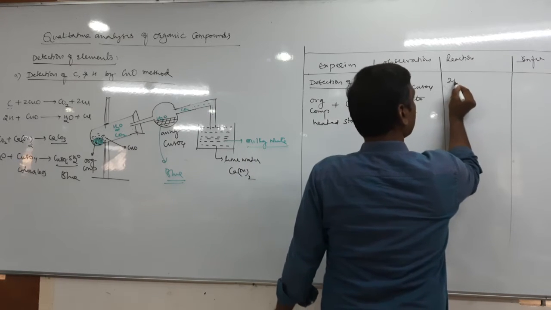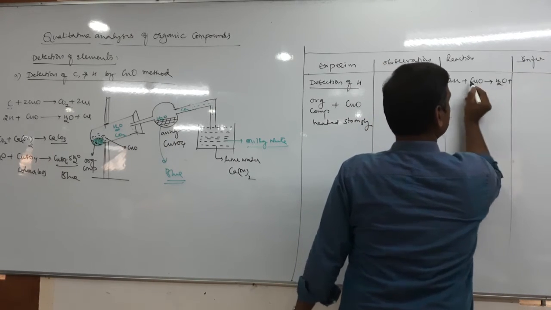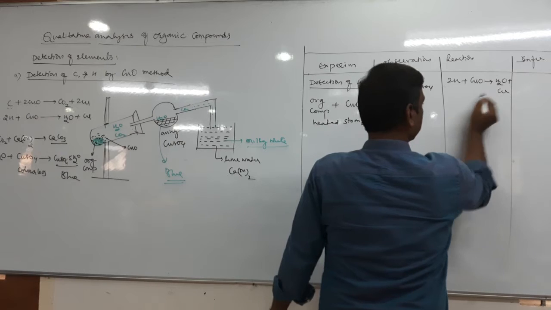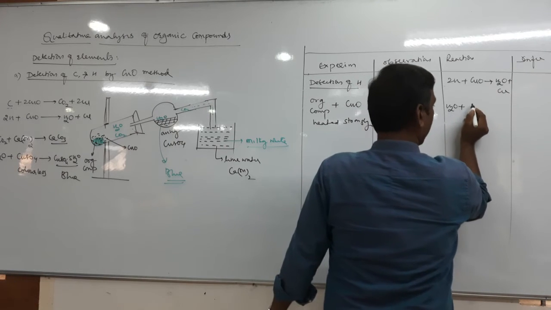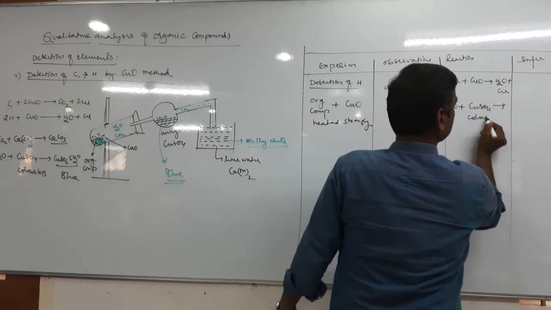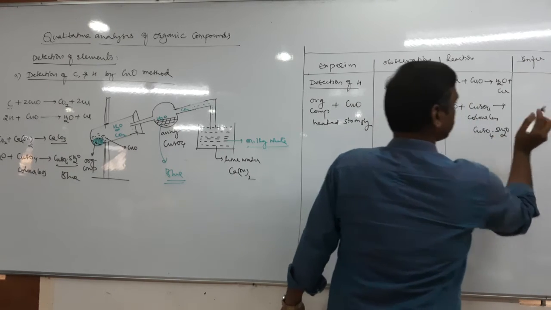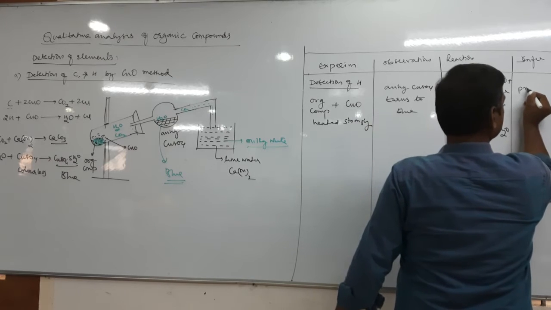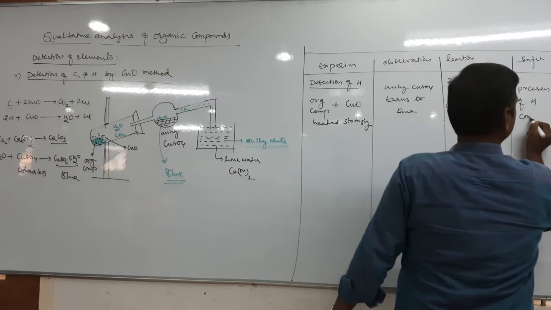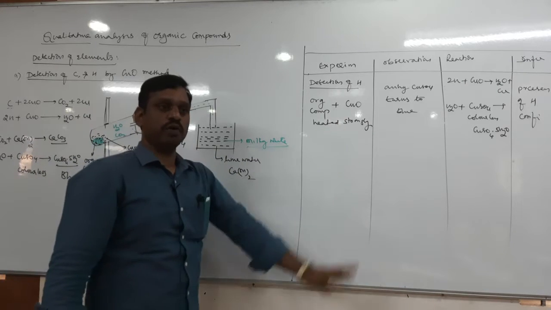So what is the reaction? The reaction here is 2 hydrogen plus copper oxide gives water plus copper. Then this water is absorbed by the copper sulfate, which is colorless, and it turns to copper sulfate 5H2O. What is the inference? Presence of hydrogen confirmed. That's it. Only these 4 things are important.